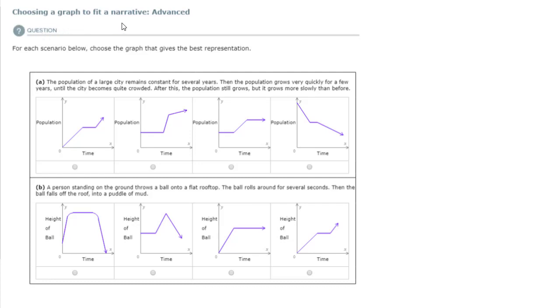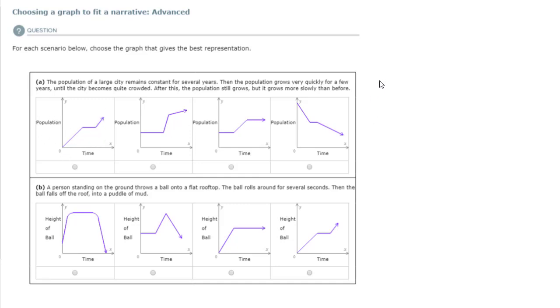Choosing a graph to fit a narrative, advanced. For each scenario below, choose the graph that gives the best representation. You're going to read a paragraph and pick the correct graph that matches the storyline you just read. But before you try to figure out the correct graph, you have to spend a little bit of time looking at the variable and understanding what it's going to look like on this graph.